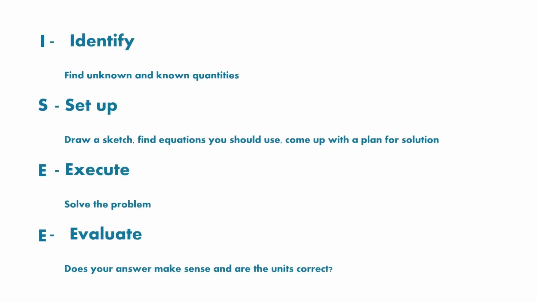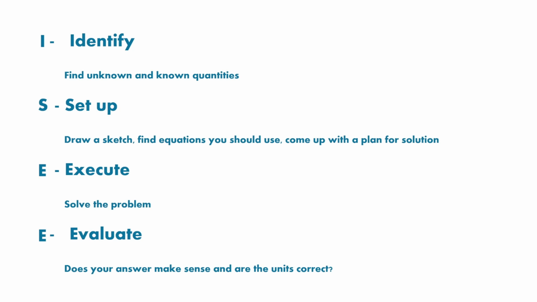So the identify, basically what you're doing is you're going to find the unknown and known quantities in a problem, and this just helps clarify what you have and what you need to search for. In setup, you're going to draw a sketch, find equations you should use, and then come up with a plan for the solution. Then the third thing, execute, that's when you're going to solve the problem, follow your plan. And then finally, you'll evaluate. So you're going to look at, does your answer make sense and are the units correct? And we'll go a little bit more over this in the next lecture.